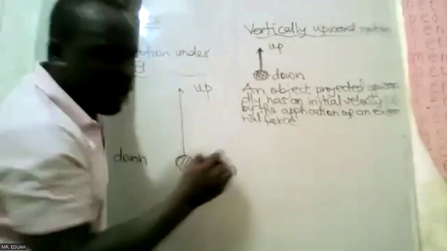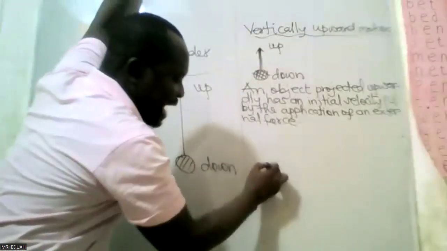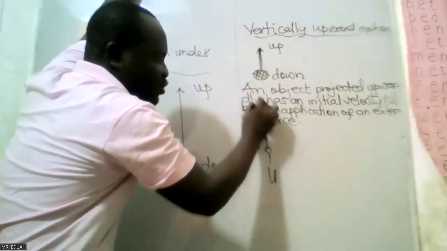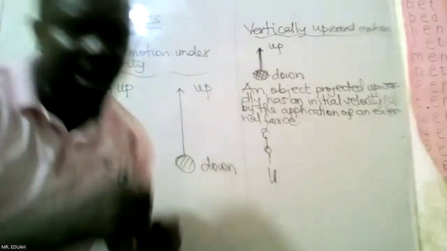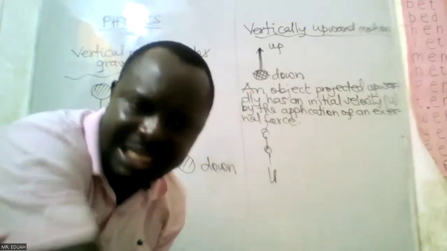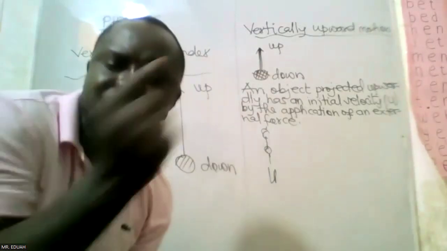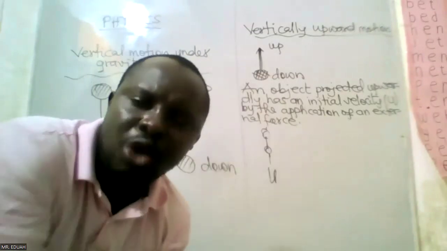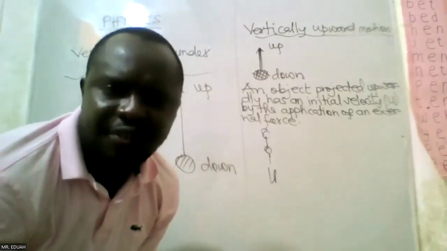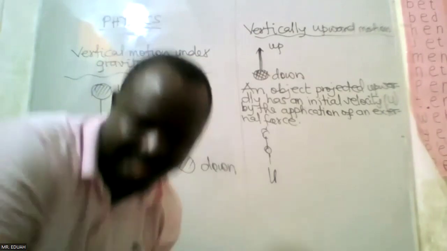So technically, what we are saying is that an object projected vertically upwards decelerates, because we are talking about a reduction in its velocity. U is very high, but as the object moves with time, its velocity will be reducing. If the velocity is reducing with time, then the body is decelerating. It decelerates, but this deceleration is caused by gravity. So we technically say that an object projected vertically upward decelerates due to gravity.